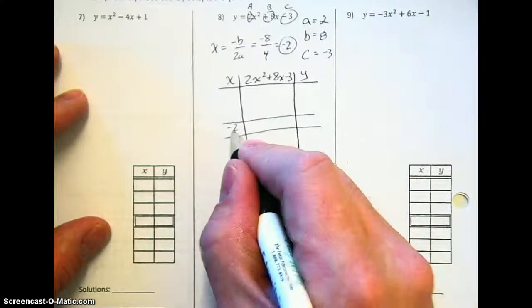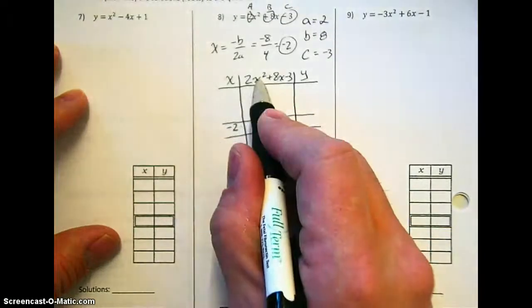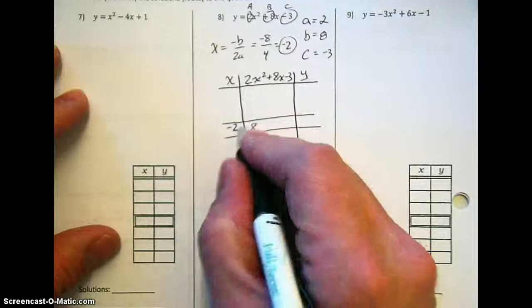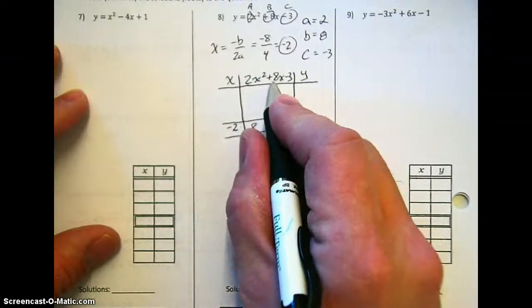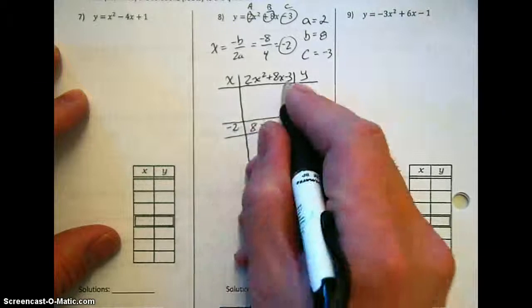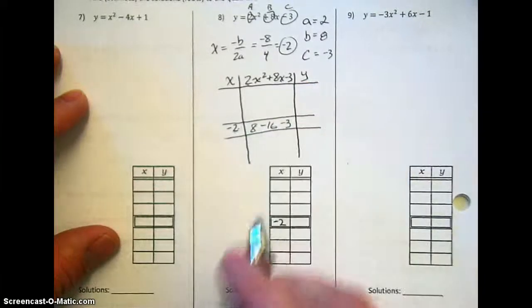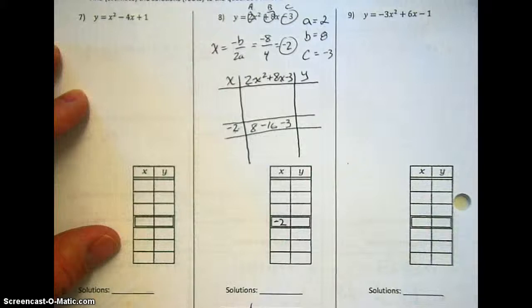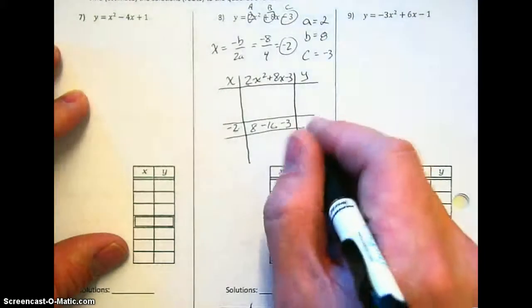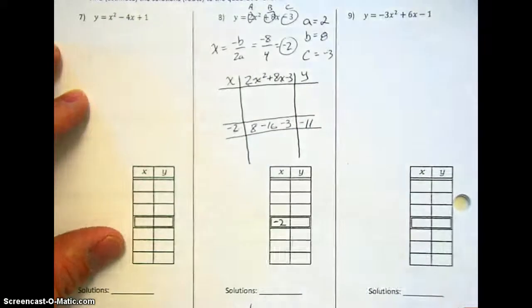So negative 2 squared is 4 times 2, 8. Negative 2 times 8, negative 16. And there's no x here, so we just bring down that 3. Okay? What's 8 minus 16 minus 3? Negative 11? All right. Very good.